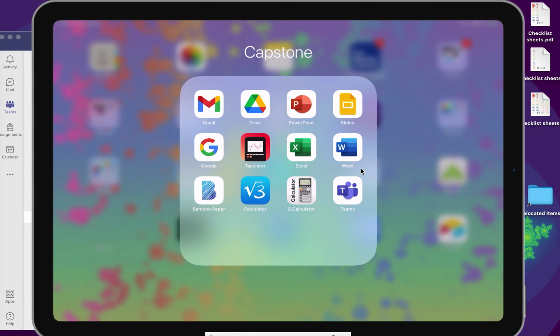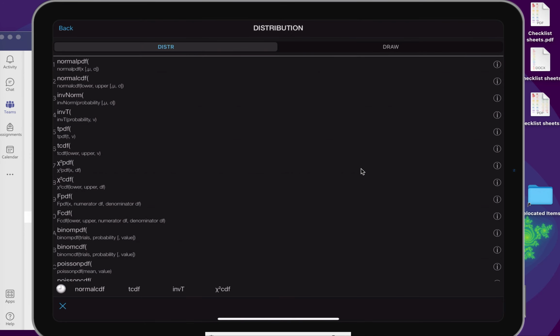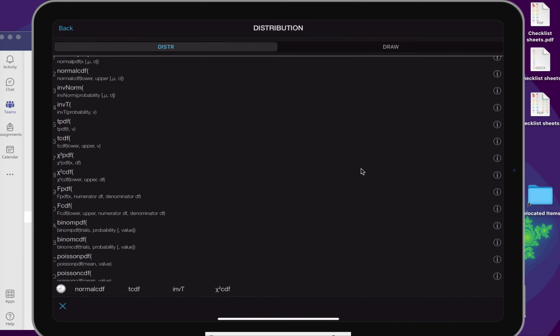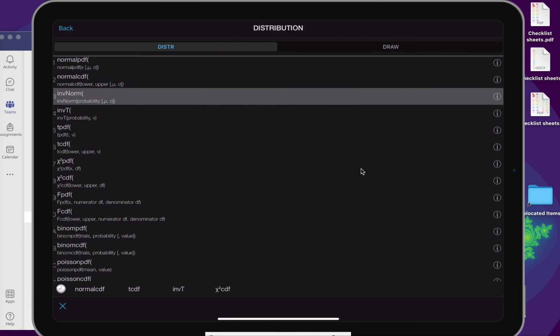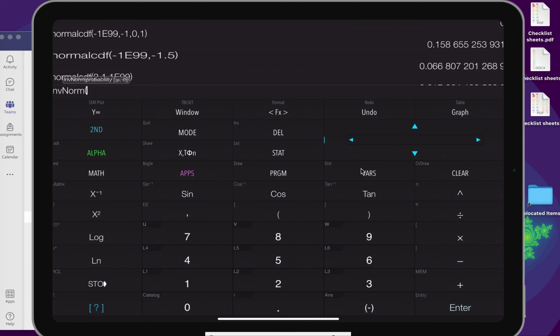Calculator time. So, again, under distribution, right under your normal CDF, you have the inverse norm. That's what we want. And so your arguments are probability and mu and sigma. And so this is always going to give you that left-hand side, just like the picture shows. If you have a newer calculator, the wizard may give you the option of left, center, and right. For right now, pick left.